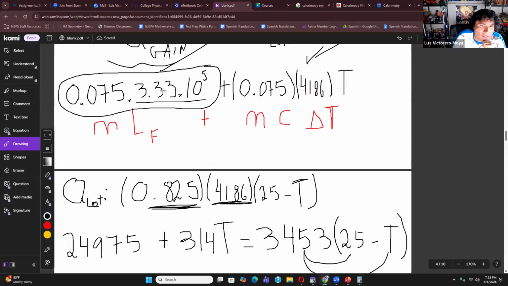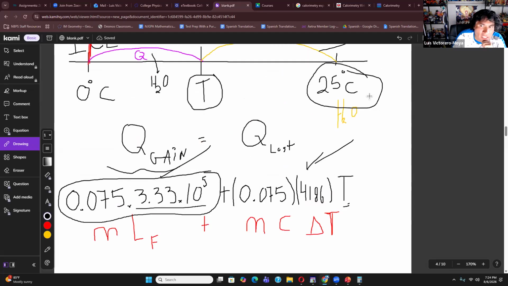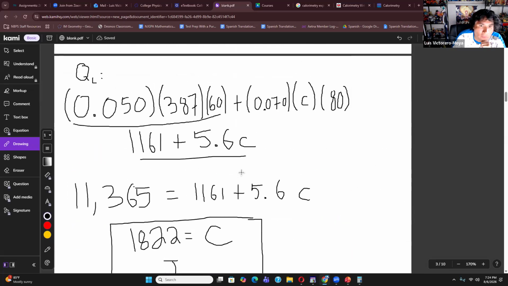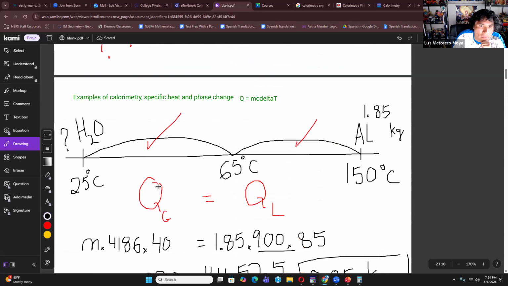I would say besides this, be careful how you write the change in temperatures. I think the graph is very important. You see how this allows you to visualize the problems? All right.